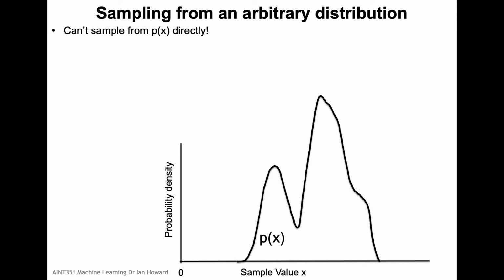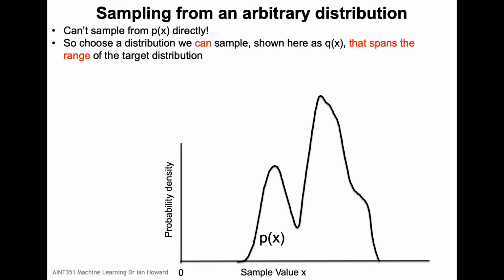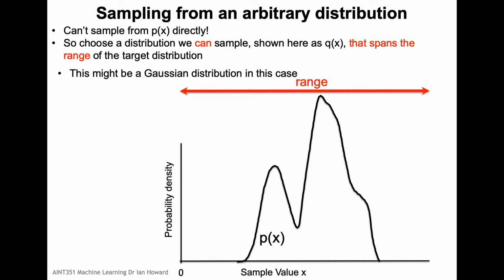Well, we can't sample directly from P of X because it's arbitrary, and it's not a Gaussian and it's not a uniform distribution. So what we can do is first of all choose a distribution that we can sample from. And this thing has got to span the range of the thing that we actually want to sample from. So we make sure that we choose something that's broad enough. In this case, we could maybe choose a Gaussian, and that will span the range; in fact, it spans a bit further than the range.